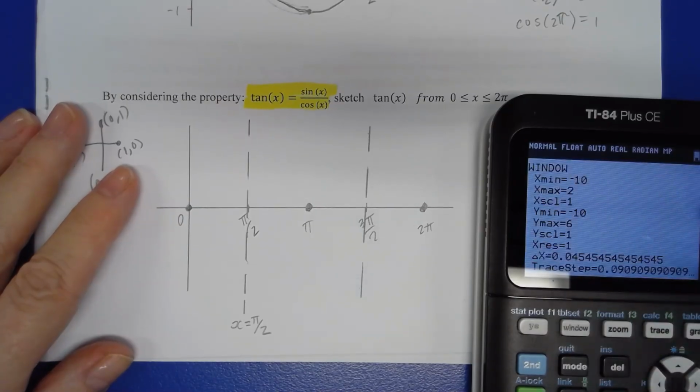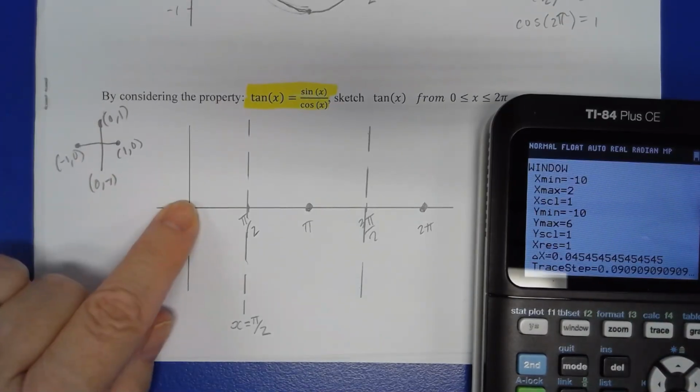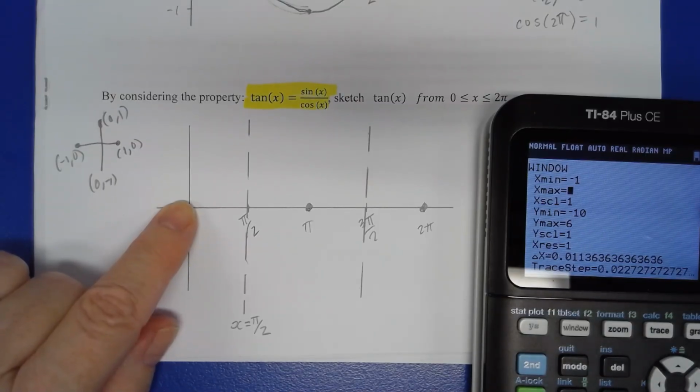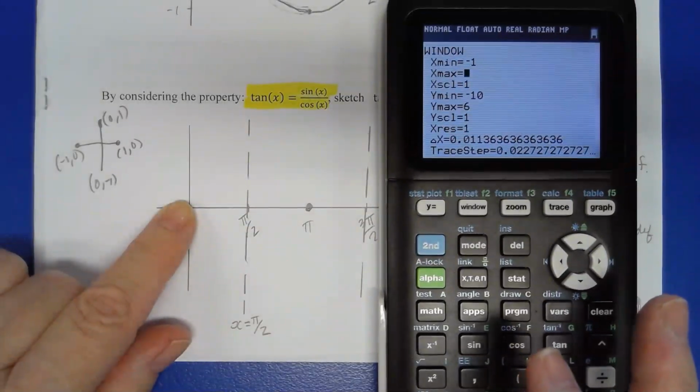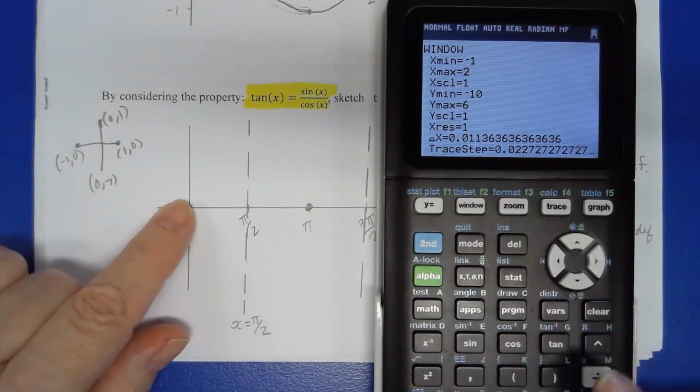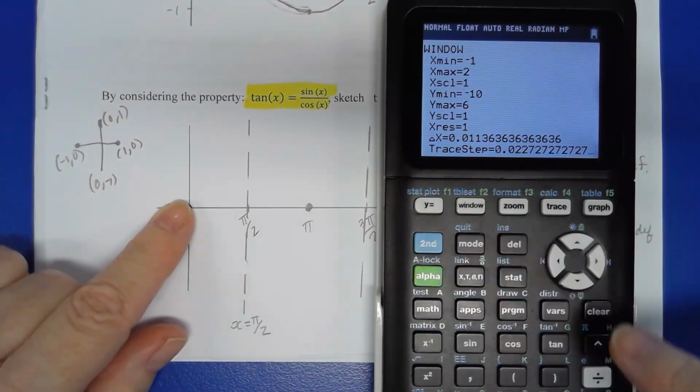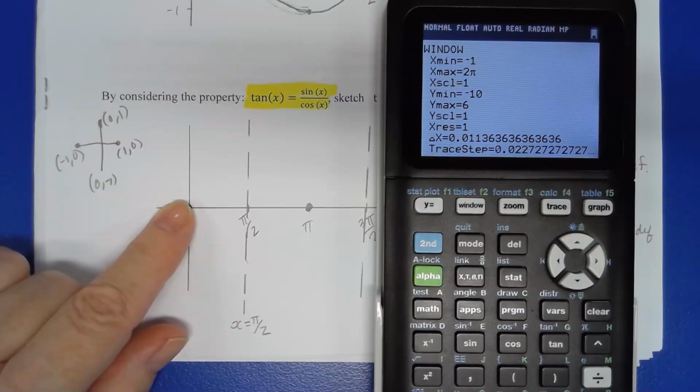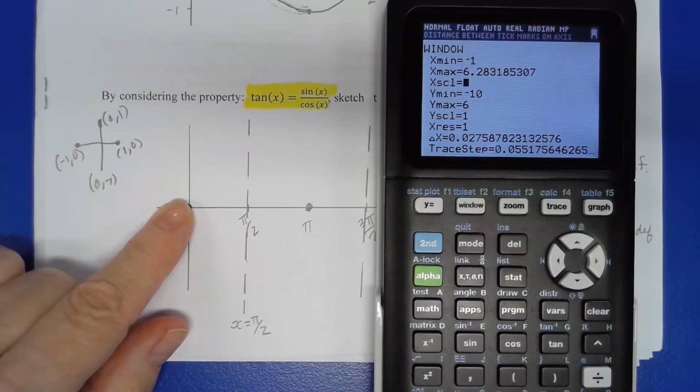Okay, I'm going to go to my window again. And I don't have anything over here. I'm just going to put -1 for my x min. And then I'm going to go over to 2 pi. Hey, I can go 2 pi on here. You want to see how? Ready? I'm going to go 2 pi. Because that's how far I want to go over, right? And then when I hit enter, it'll change it to a decimal. But that's okay. I know it's 2 pi.